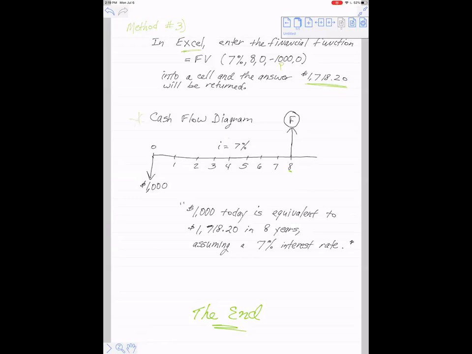In any case, the cash flow diagram looks the same in all three cases. Our present value is $1,000 at time zero. We have an interest rate of 7% going over all of 8 years, compounded once per year. And we see the future value that we were finding is 1,718 and 20 cents. So how to say that in words is $1,000 today is equivalent to $1,718 in 8 years, assuming a 7% interest rate. And that's how we find future value given a present value.